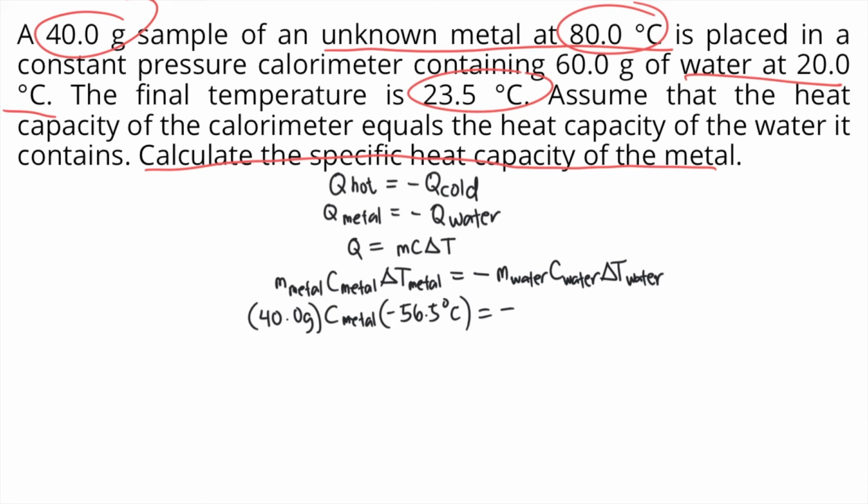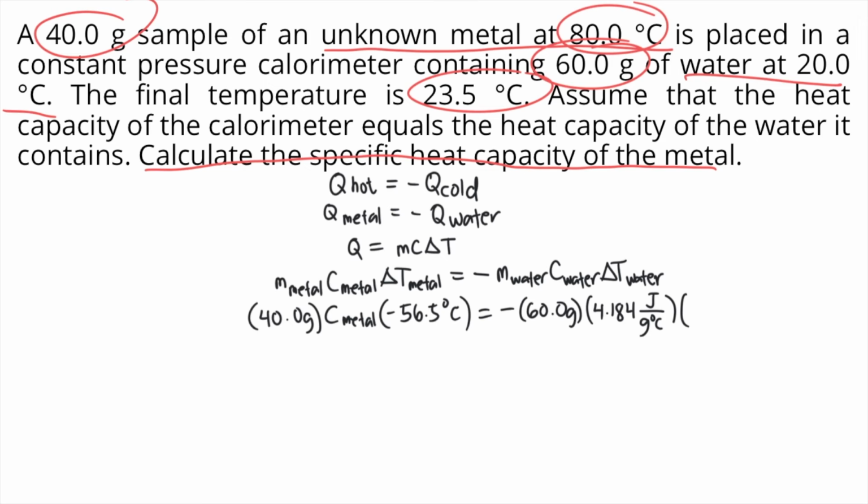So negative M of water. The mass of water is 60 grams, so 60 grams of water times the C of water. What's the specific heat capacity of water? It's not given in the problem, right? But you should memorize, or be familiar with, the specific heat capacity of water in case it's not given in the problem. The specific heat capacity of water is 4.184 joules per gram degree Celsius. Again, if it's not given in the problem, you should have memorized it.